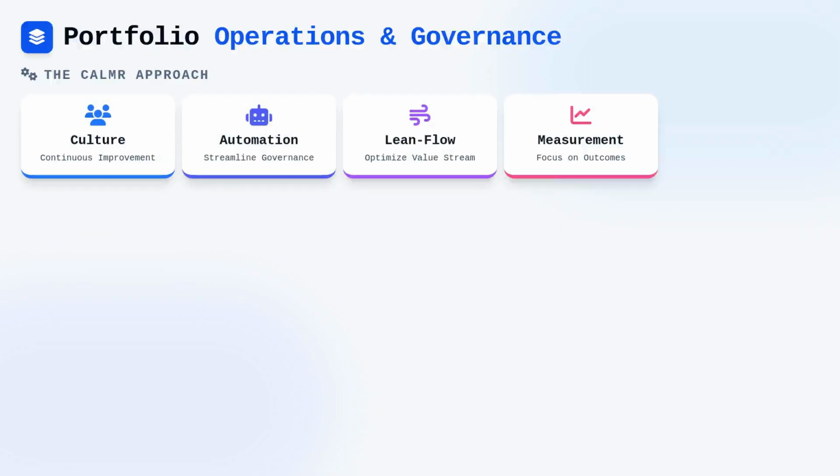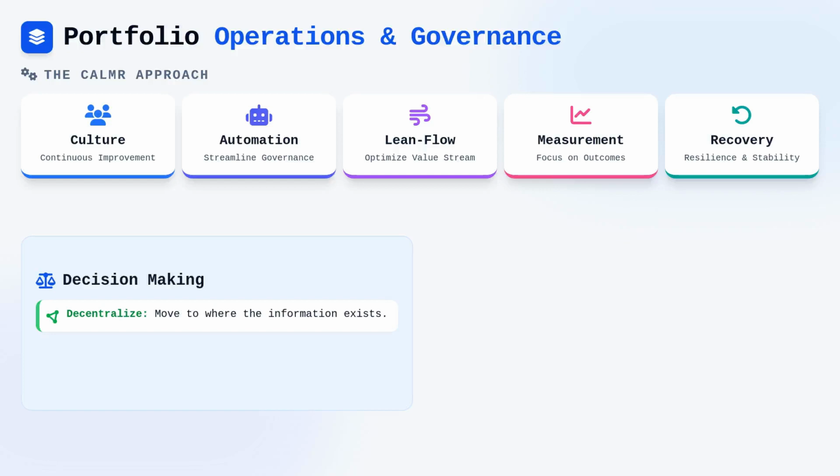The CLMR approach, covering culture, automation, lean flow, measurement, and recovery, is not restricted to technical teams, but is central to portfolio operations. Applying this mindset means creating a culture that supports continuous improvement, utilizing automation to streamline governance, and measuring outcomes rather than traditional outputs.